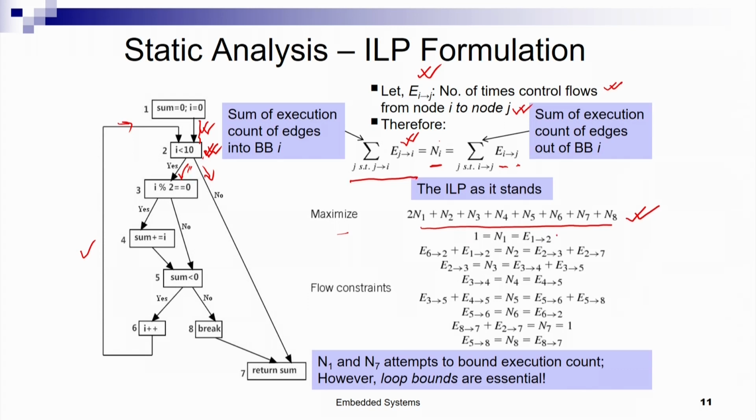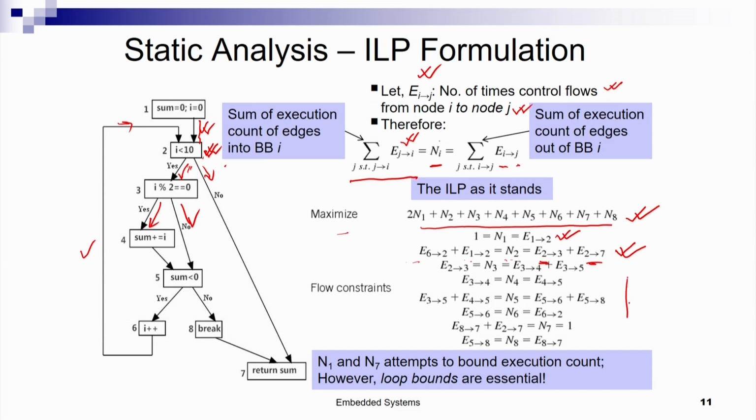So here we can say that n1 is executed once and E12 is once. How many times is n2 executed? E62 plus E12 equals n2 equals E23 plus E27, as we said just now for this case. Similarly, we have this for other cases as well. For example, for n3, what do we have? Control comes to this block from 2. So, E23 equals n3 equals E34. There are two outgoing edges from this basic block, and therefore, n3 equals E34 plus E35.